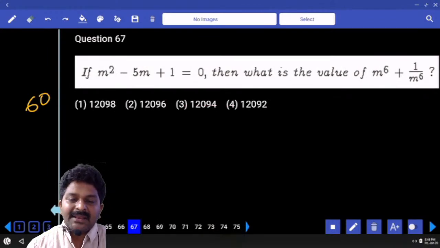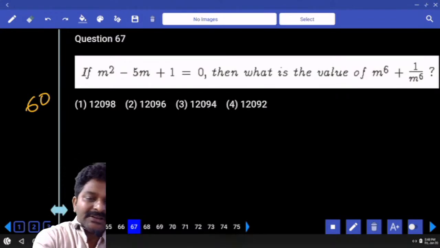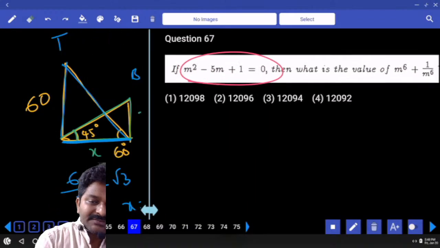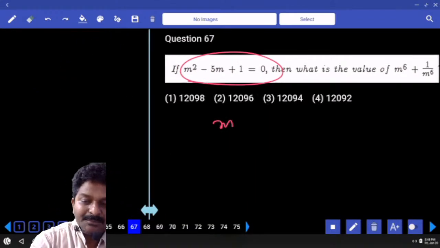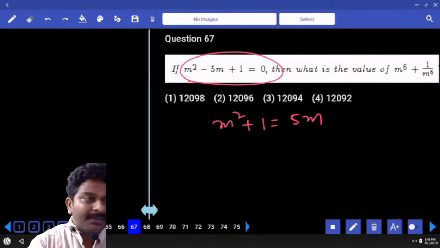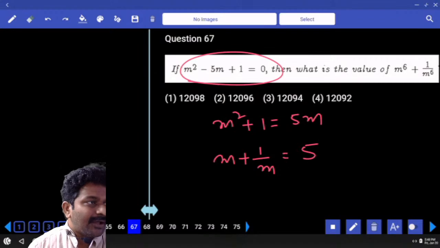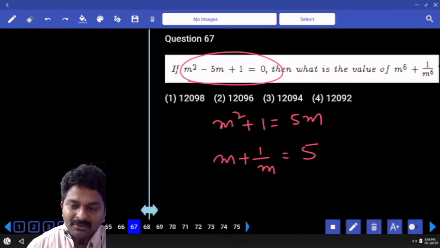m square minus 5m plus 1 is equal to 0, and we were asked to calculate m power 6 plus 1 by m power 6. So from this, first we will write it as m square plus 1 is equal to 5m. Taking m common on the left hand side, and the right hand side also has m, that gets cancelled, so m plus 1 by m is equal to 5.